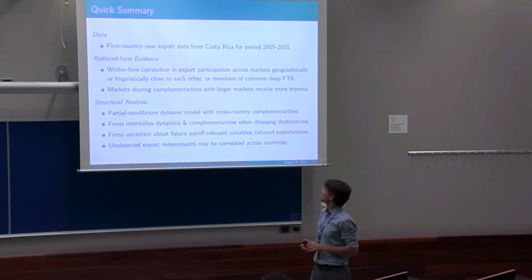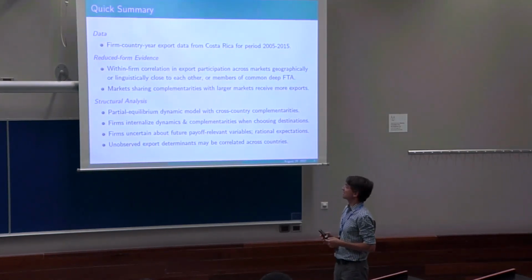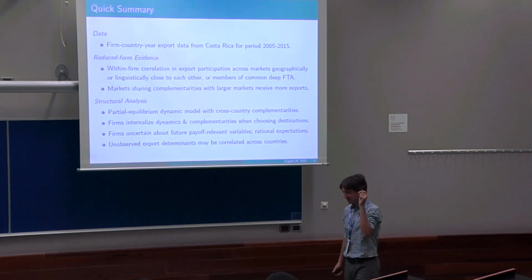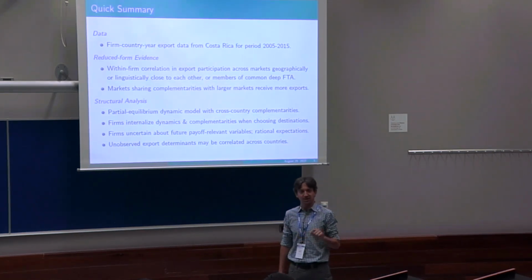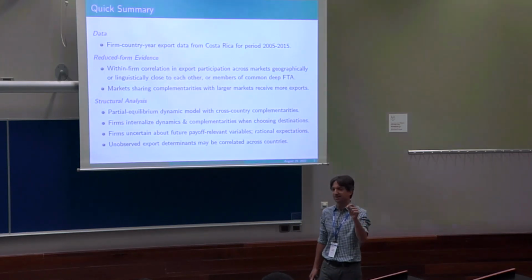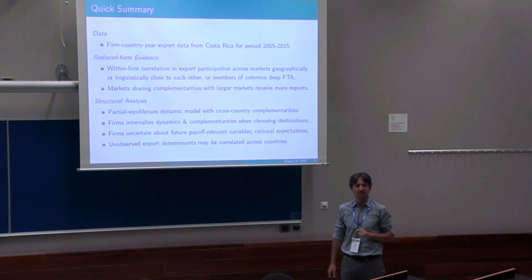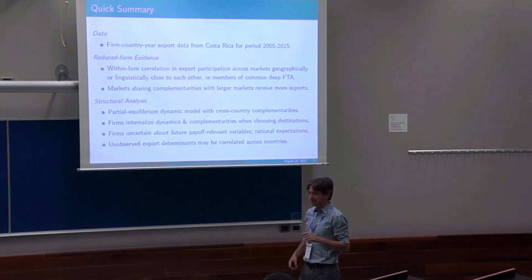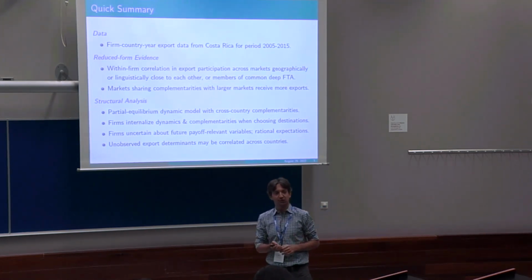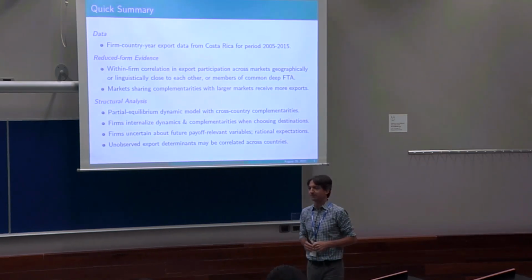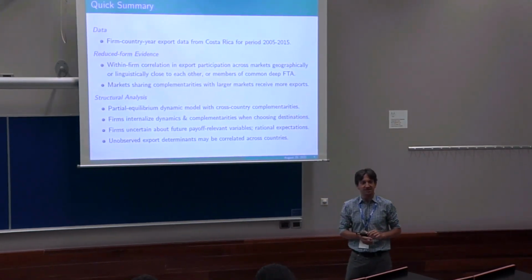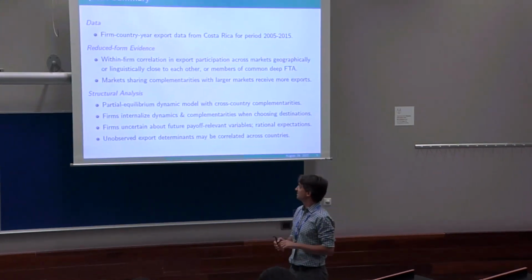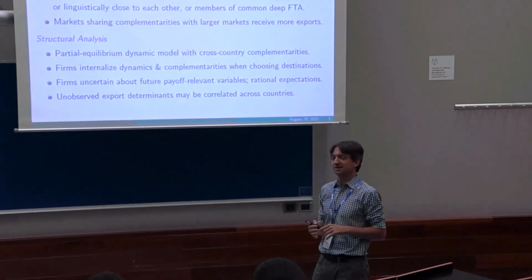So as I was saying, the data we are going to be using is Costa Rica for the period 2005 to 2015, and the data that we have is basically, for every firm located in Costa Rica, we see to which countries they export, and if they export to some country, how much they export in sales, in revenues. The first part that I'm going to show you is some model-free reduced form evidence, again suggestive of the presence of complementarities in export decisions between destinations. So where would you start? The most typical thing is, okay, you think there are complementarities.